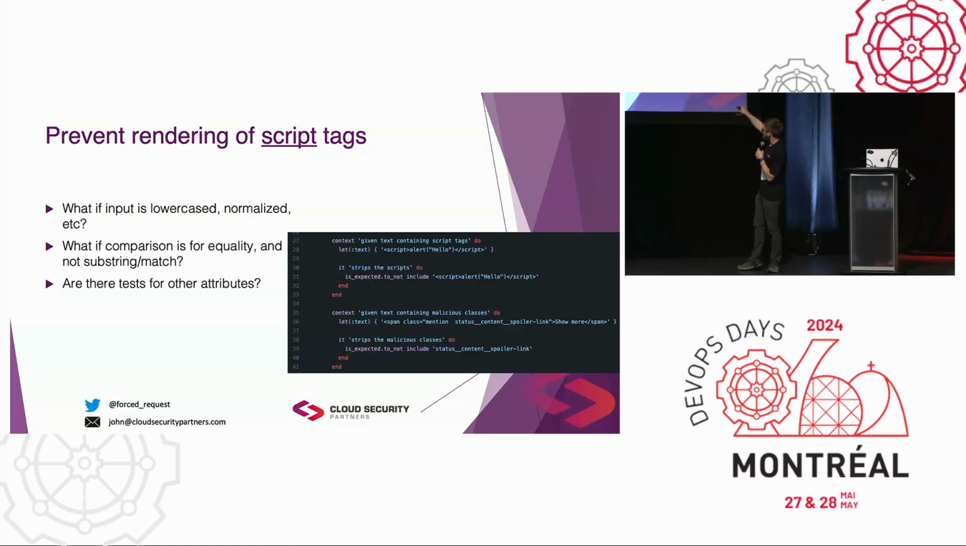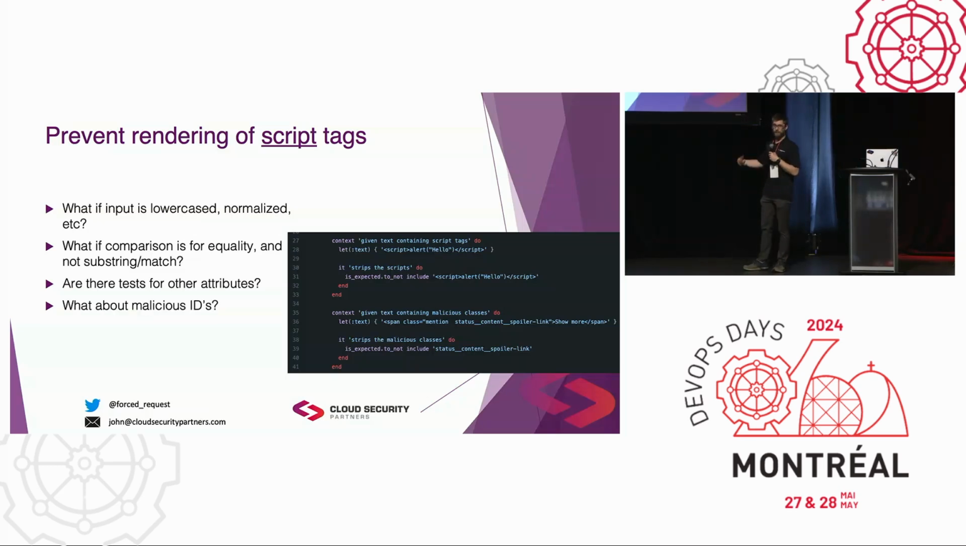We didn't really talk about the second case, but the second test case says, given text with malicious classes, we want to make sure it strips the malicious classes. Okay, what's a malicious class? I have no idea what they're referring to there. But the thing that is important to me here is we're looking in particular at the HTML class attribute, but what about the ID attribute? Are we okay with users injecting ID attributes into the DOM, or should we have a test to prevent that from happening as well?